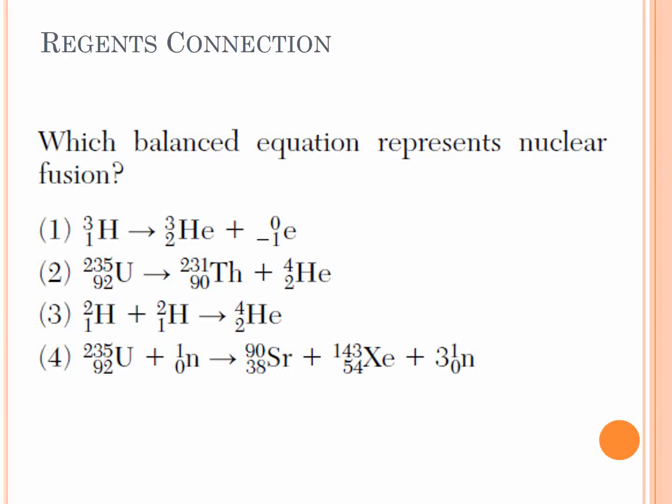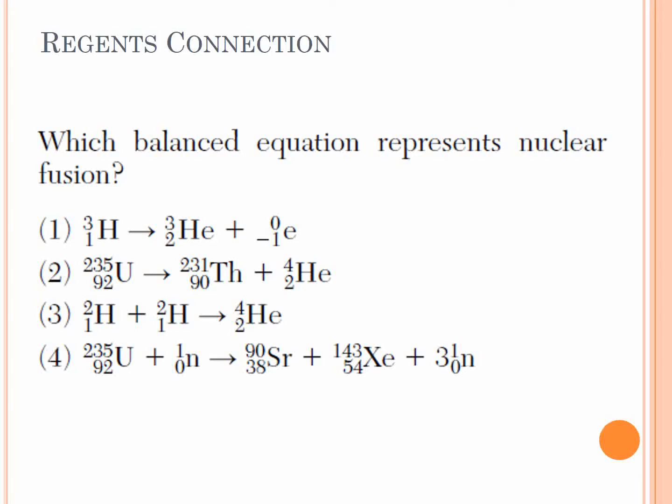And so for the Regents connection, we need to look at different types of questions. More specifically, which balanced equation represents nuclear fusion? If we look through here, they give us a bunch of nuclear reactions, so we can't cut out any by that. But we're looking specifically for fusion. Fusion means we're going to have one main atom in the products, but more than one atom in the reactants. So if we look down through here, number 1 and 2 both start with a single element or atom in the reactant section, so we know there's nothing for it to fuse with.